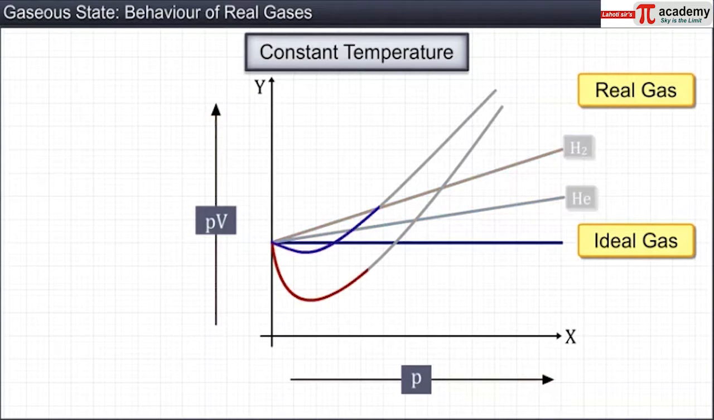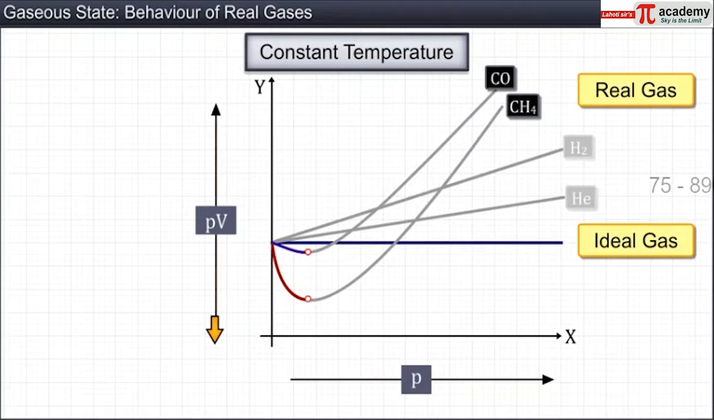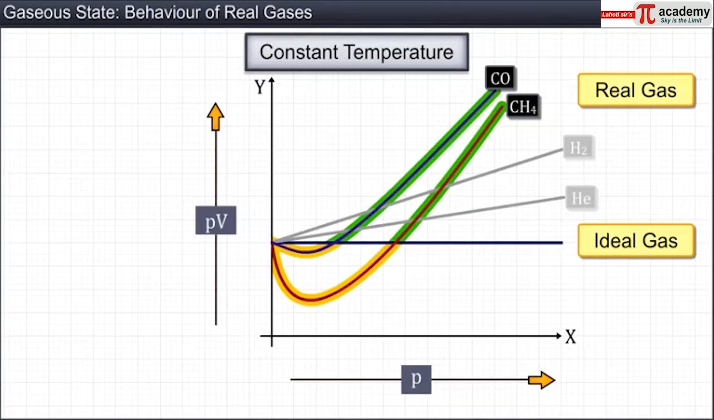Whereas, for other gases such as carbon monoxide and methane, the PV value first decreases with the increase in pressure and reaches a minimum. Then, this value increases with the increase in pressure so that it crosses the straight line of the ideal gas. Thus, a negative deviation is observed initially in the curve, followed by a positive deviation as shown in the graph.